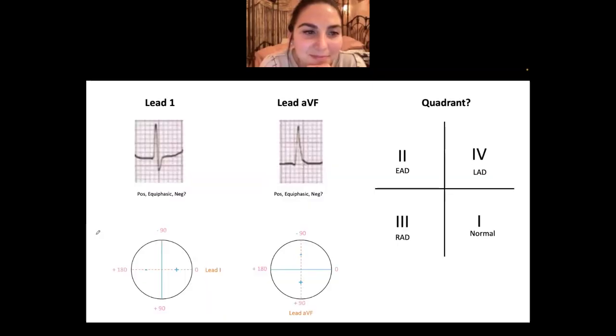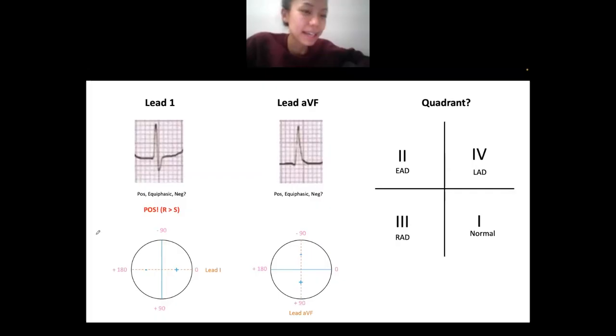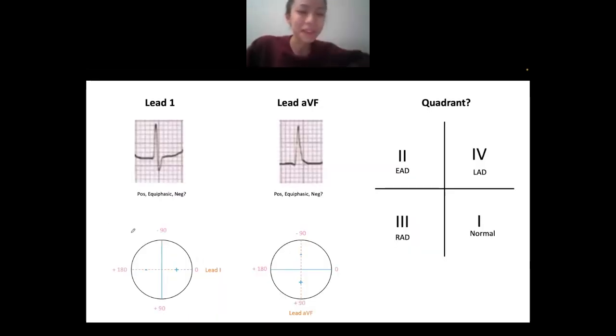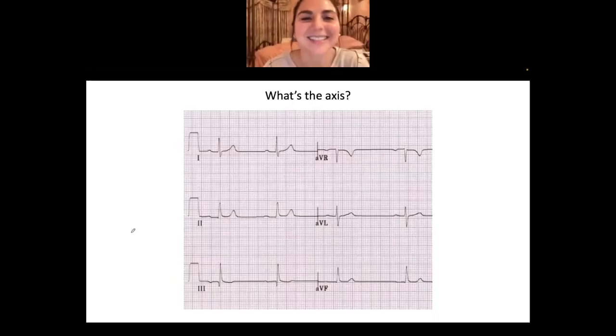So for lead one, it's positive. It's positive, so it's going to be your quadrant 1 and 4. For AVF, yes. No, I thought this was AVL, not AVF. Ah, there you go. Yes, good. I'm glad I got that.